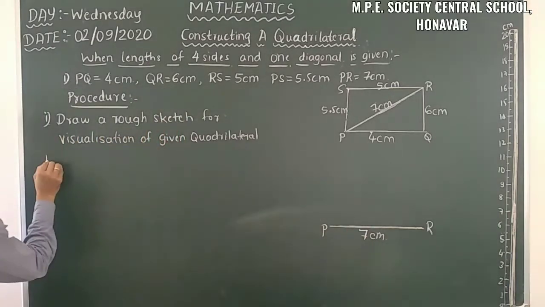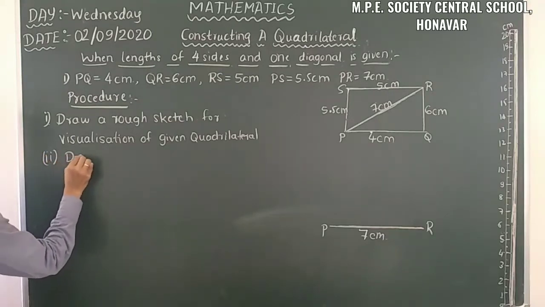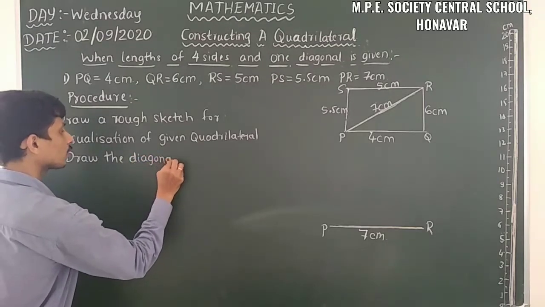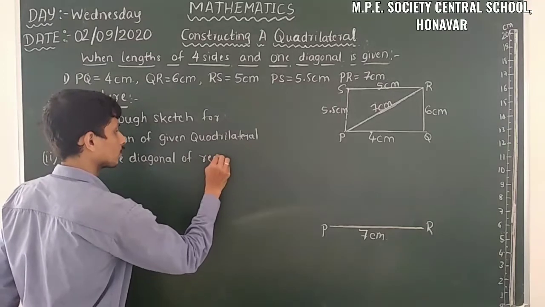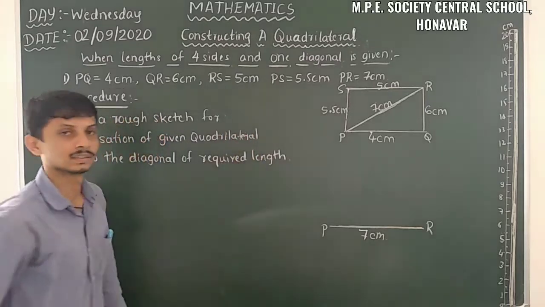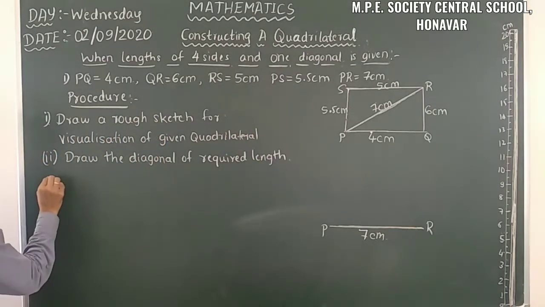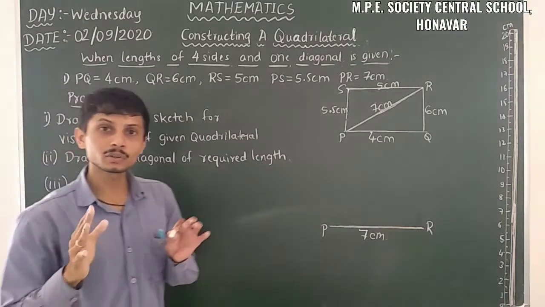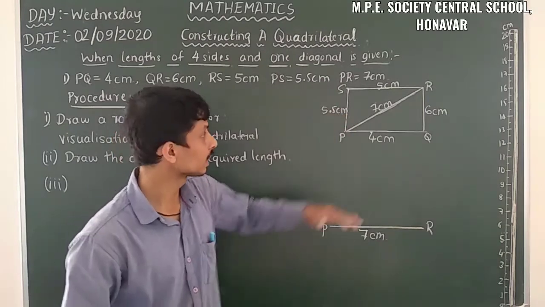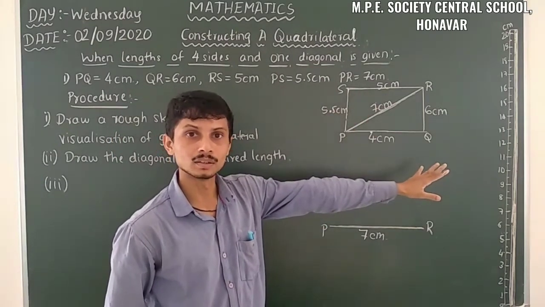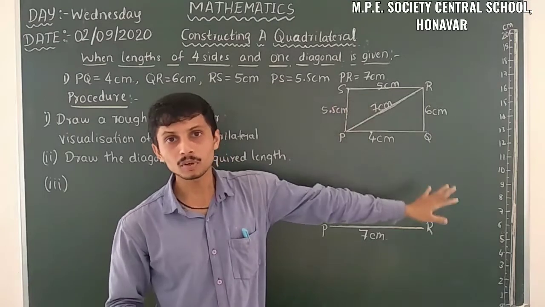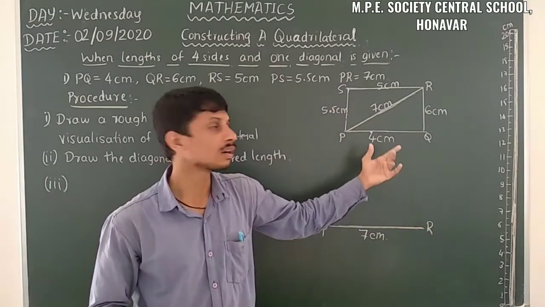So firstly, draw the diagonal of required length. Then just divide this quadrilateral into two parts, above the diagonal and below the diagonal. You can choose above the diagonal or below the diagonal. Here I just take above the diagonal.